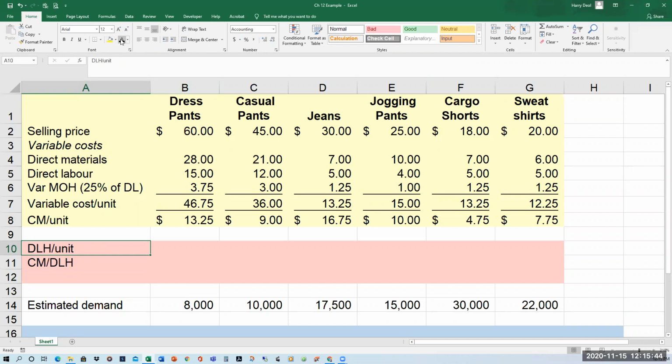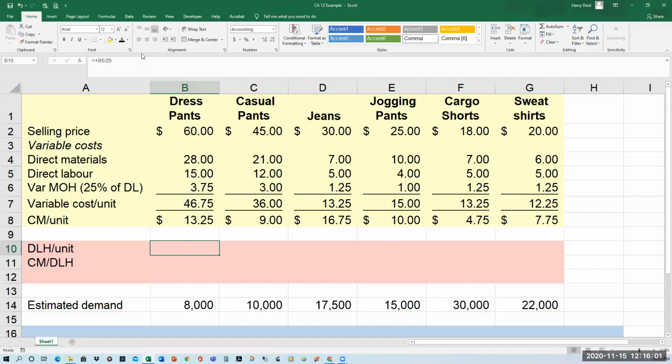Now, how do we get to that? Well, the question told us that the direct labor cost is $20 per hour. So for the dress pants, the direct labor cost to make one unit is $15.